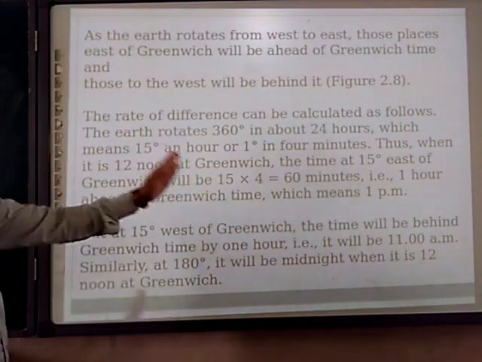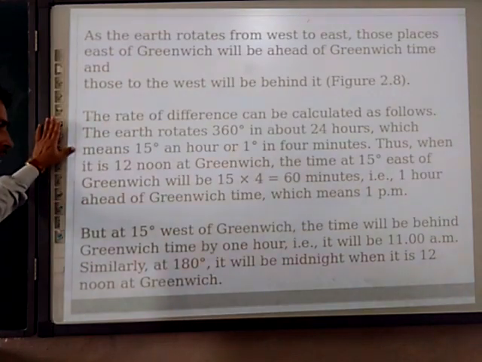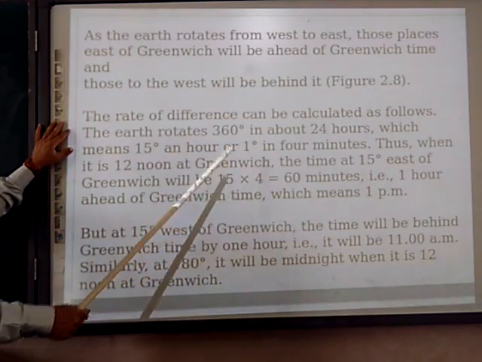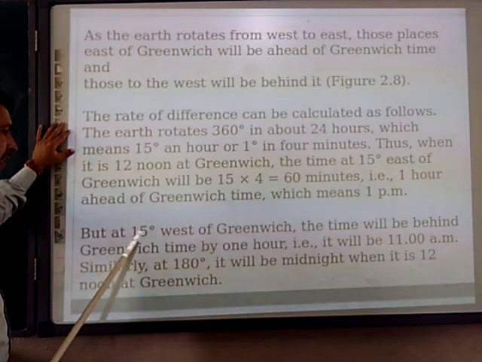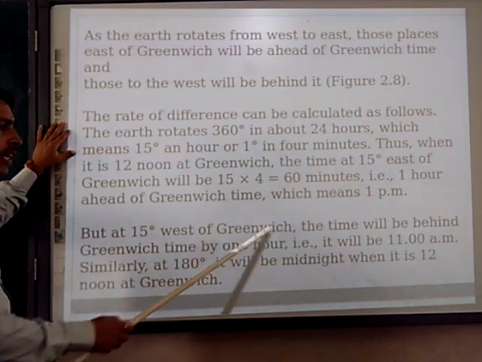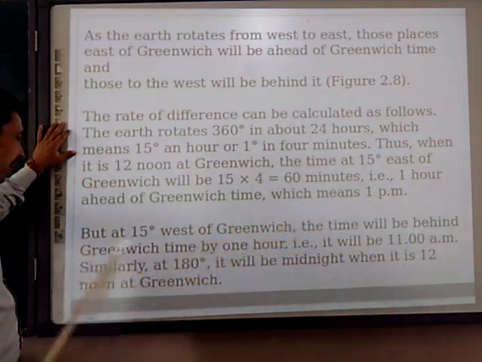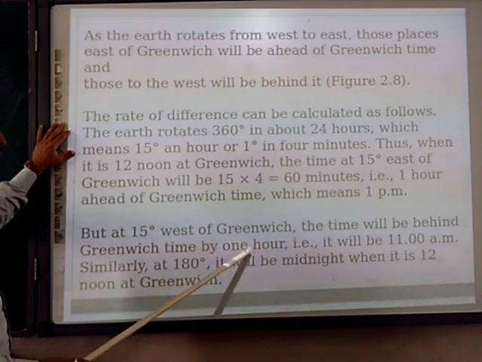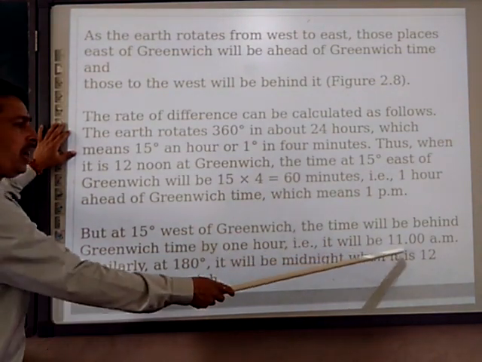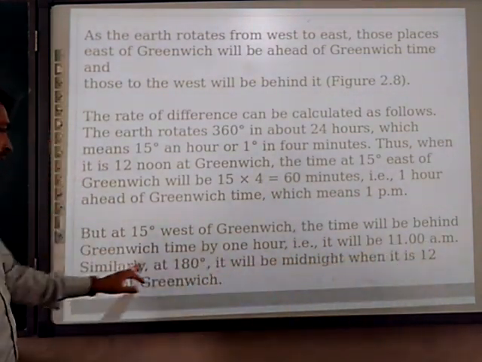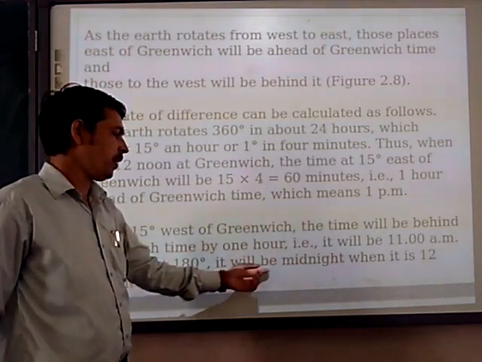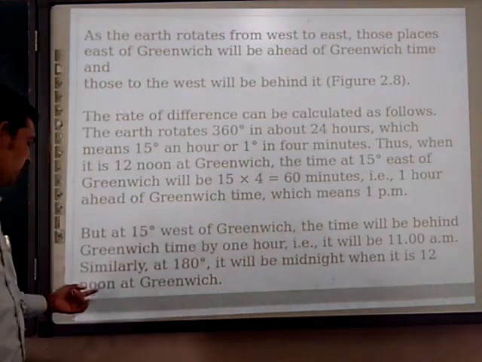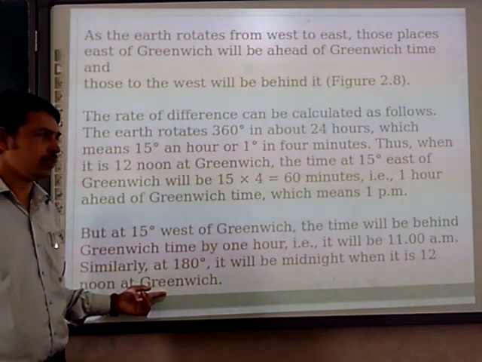So 1 hour is going to be ahead, and that is the reason why. But at 15 degrees west of Greenwich, the time will be behind Greenwich time by 1 hour, that is, it will be 11 a.m. Similarly, at 180 degrees, it will be midnight when it is 12 noon at Greenwich.